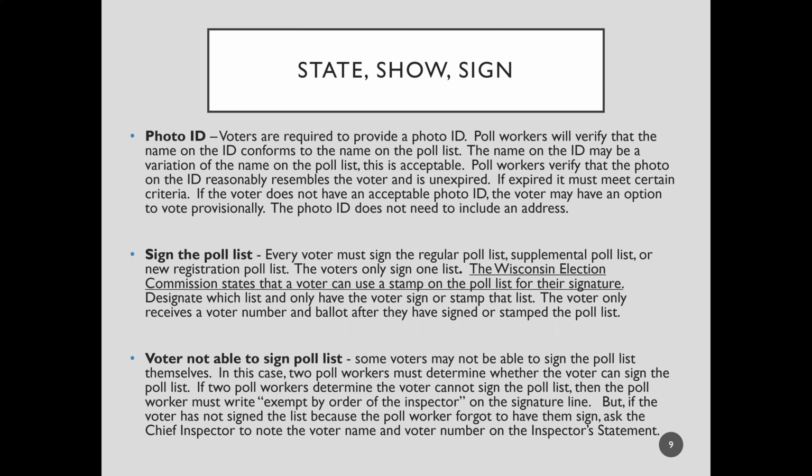The voter not able to sign the poll list. Someone may not be able to sign the poll list themselves. In this case, two workers must determine whether the voter can sign the poll list. If the two workers determine they cannot sign the poll book, the workers must write "exempt by order of inspector" on the signature line. But if the voter has not signed the list because the poll workers forgot to have them sign, ask the chief inspector to note the voter's name and number on the inspector statement.